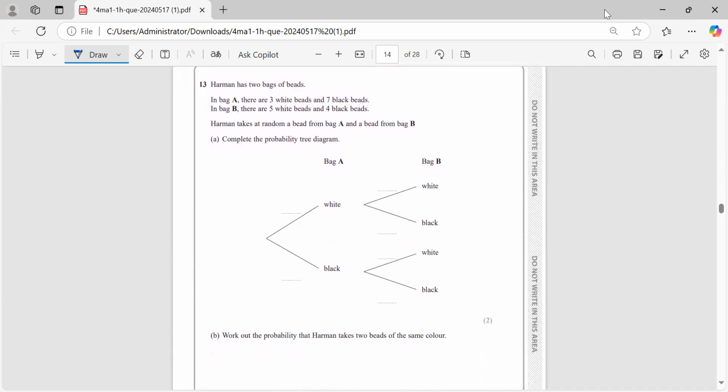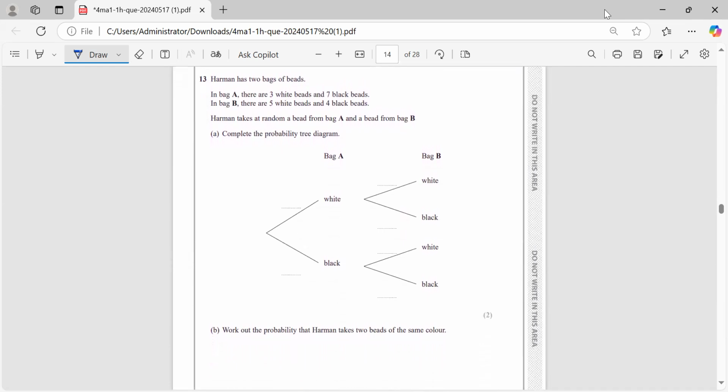Question number 13. All right. So question number 13 reads, Hammond has 2 bags of beads. All right. And in bag A, there are 3 white beads and 7 black beads. In bag B, there are 5 white beads and 4 black beads. Hammond takes at random a bead from bag A and a bead from bag B. So Part A is asking us to complete the probability tree diagram.